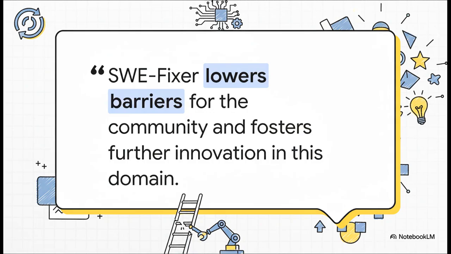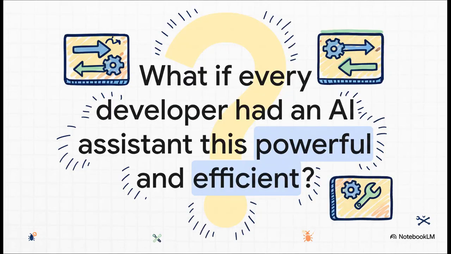You can really feel the passion for community in the paper itself. The researchers put it perfectly when they say this work lowers barriers and fosters further innovation. They're not just dropping a tool and walking away. They're giving the whole community a new set of building blocks. So I'll leave you with this question to chew on. Just imagine for a minute, what does software development look like when every single developer on the planet has access to an open source AI assistant that is this powerful and this cheap to run? The possibilities are just staggering to think about.